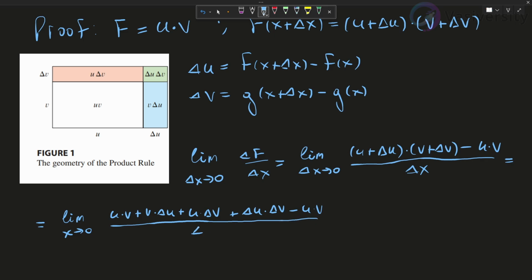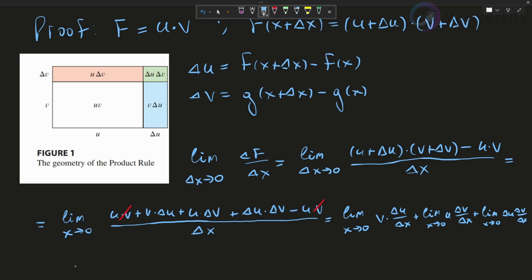In this case we have to open up the parentheses and simplify. We have the limit as delta x approaches 0 of u times v plus v times delta u plus u times delta v plus delta u times delta v minus u times v. Our classic scenario: we cancel out the first term and the last term. Now the most important part is to divide each term separately by delta x, breaking it up into fractions. We have the limit of v times delta u over delta x, plus the limit of u times delta v over delta x, plus the limit of delta u times delta v over delta x.